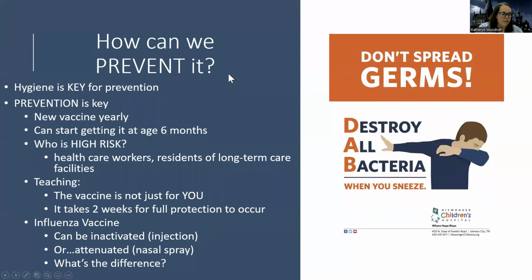So how can we prevent the flu? Hygiene is key to prevent the flu. So making sure that, especially during flu season, hand washing, getting immunized and stuff like that is key, especially for the high-risk groups. So I'm going to talk a little bit about vaccination here.